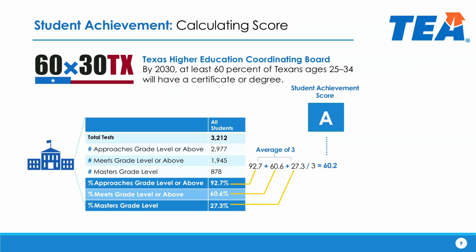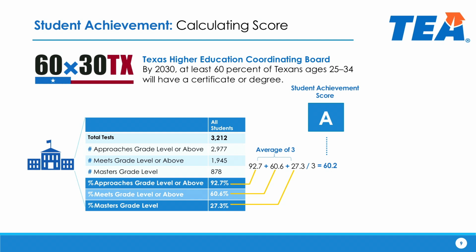Okay, so now we're moving into the construction of this domain. What TEA will do is look at all tests taken at every campus and district. So if you're at a campus, they'll look at all tests taken at your particular campus. That's the denominator. Then they'll look at, of those total tests taken, what is the number that are at approaches grade level and above? So of all the tests that were taken, what is the number that passed? And you're going to have from there a percentage. In this example, we have 92.7 of those total tests that are at approaches grade level or above.